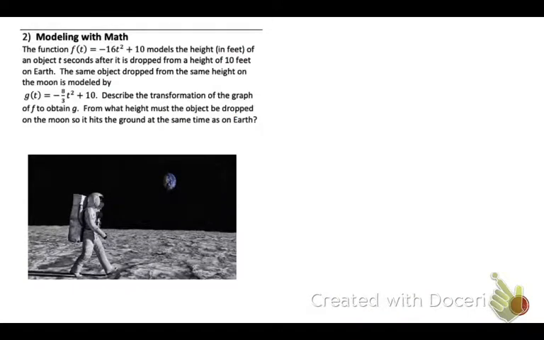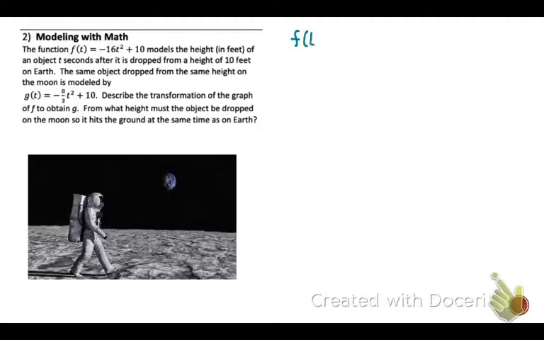Number 2, the function f of t equals negative 16 t squared plus 10 models the height in feet of an object t seconds after it is dropped from a height of 10 feet on Earth. The same object dropped from the same height on the moon is modeled by negative 8/3 t squared plus 10, because it takes a different amount of time for something dropped at a certain height to reach the ground on the Earth than it does the moon. Describe the transformation of the graph f to g.